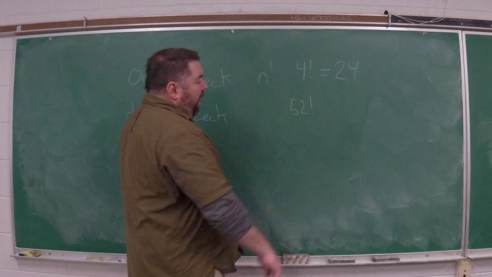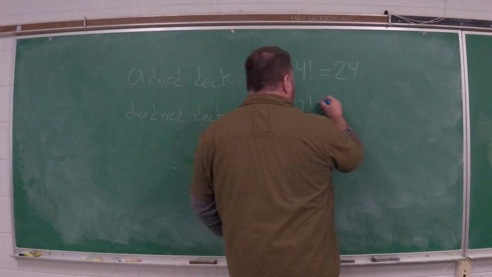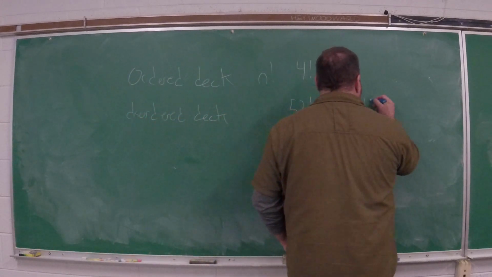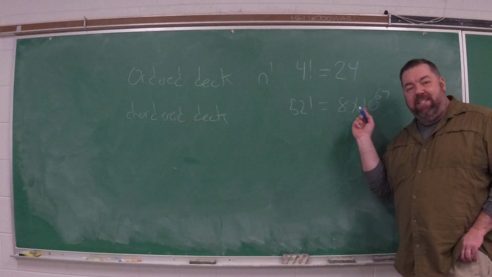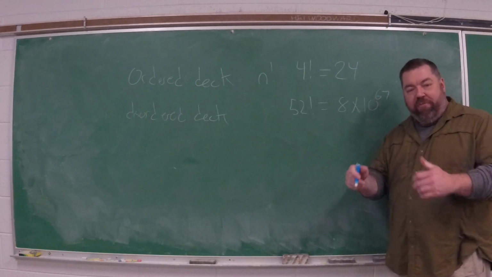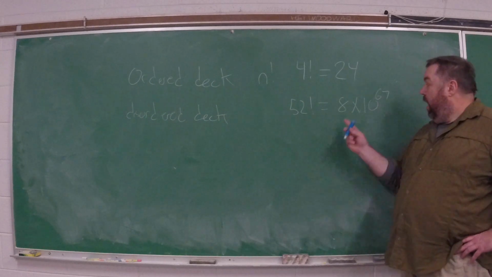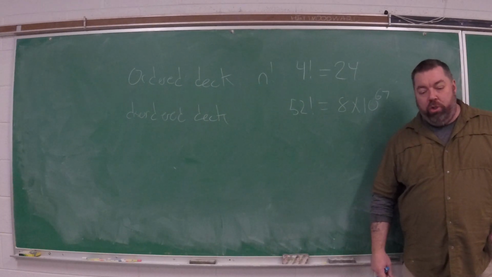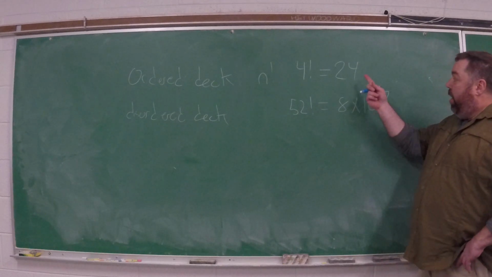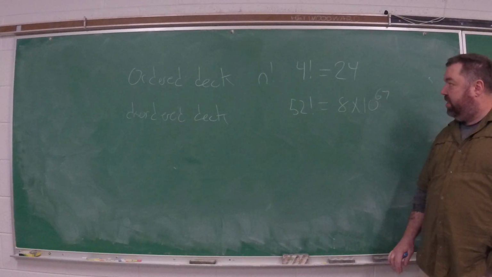N factorial. You're going to end up with approximately 8 times 10 to the 67 different ways to order that deck when you shuffle it. Okay? 8 times 10 to the 67. That's a huge number, right?